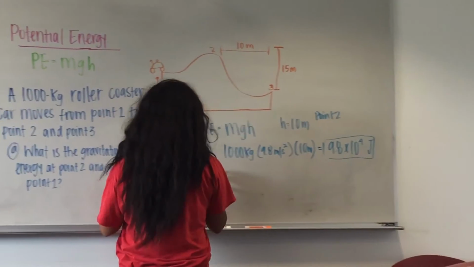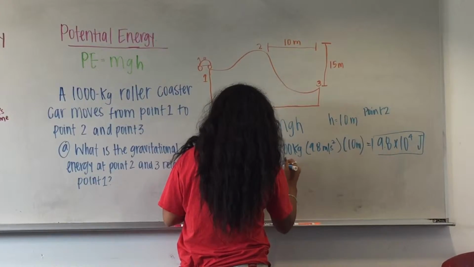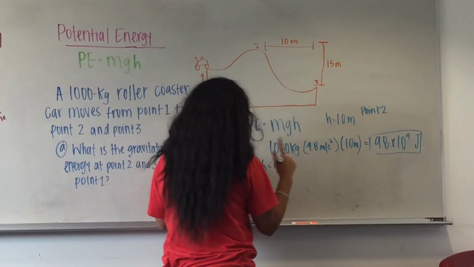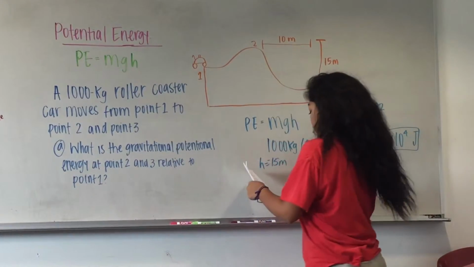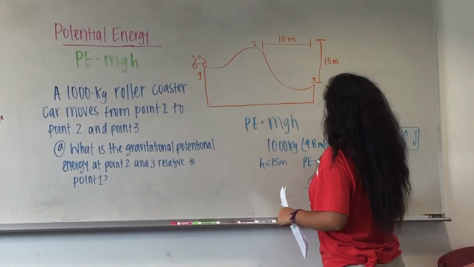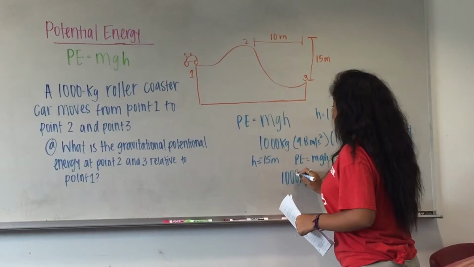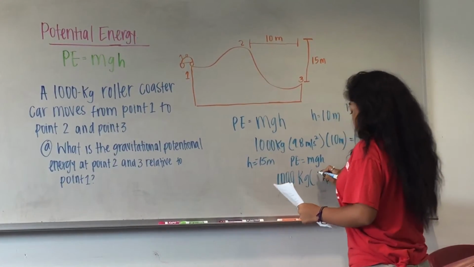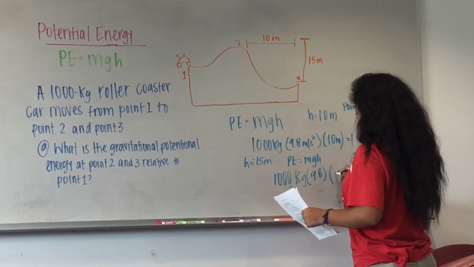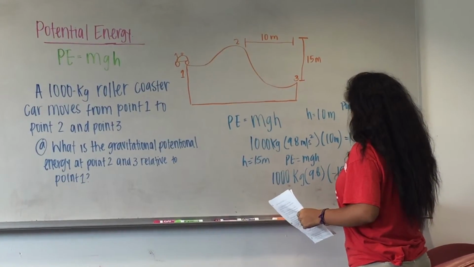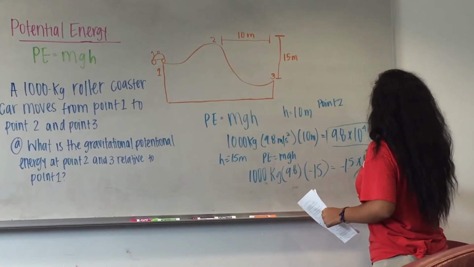And that was for point 2. Point 3 has h equal to negative 15 meters because it's going down, so it's below point 1. Then the same equation, PE equals mgh, where mass is 1,000 kilograms times 9.8 times negative 15, which equals negative 1.5 times 10 to the 5th power joules.